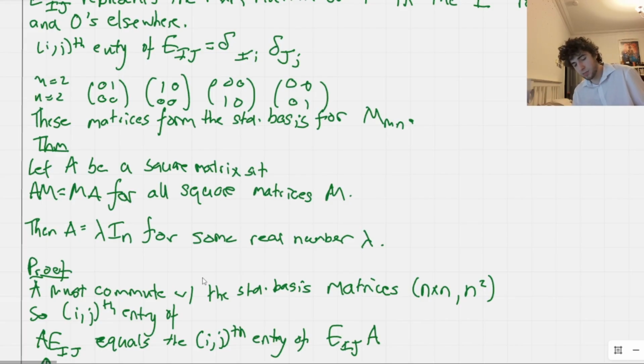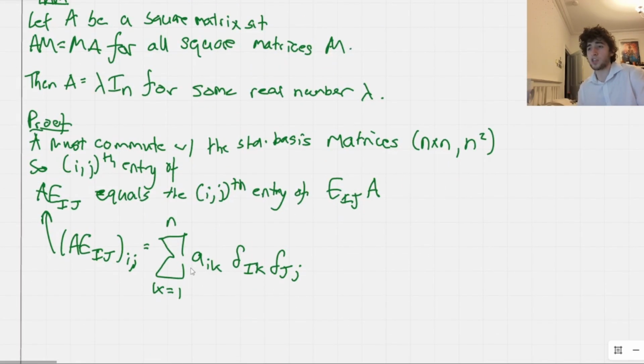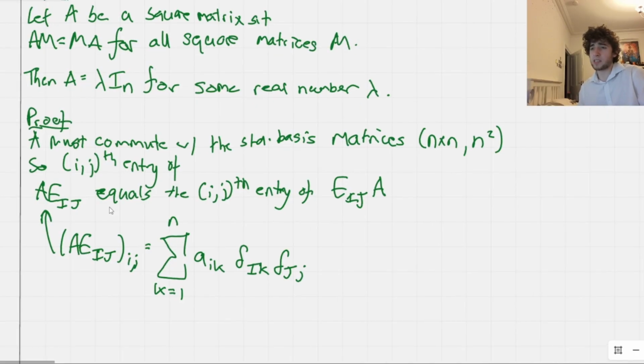A E_ij, the ijth entry of that is simply going to be, by definition, the sum from k equals 1 to n of a_ik delta_ik delta_jj. So this is why you should be really confident with this definition of matrix multiplication, because it's very useful. In this case, the first matrix that appears is A.